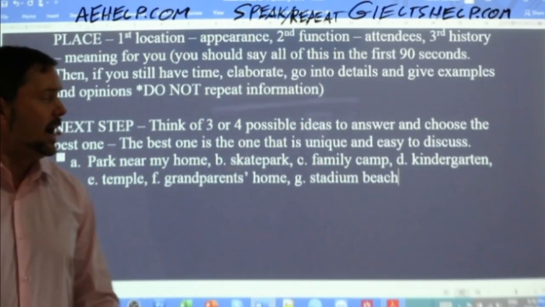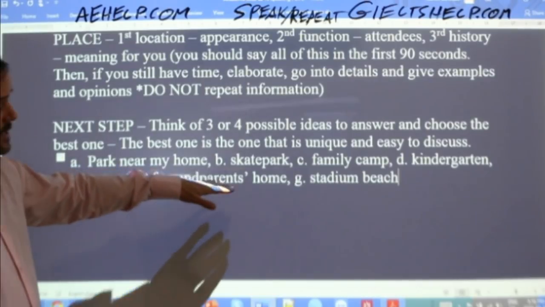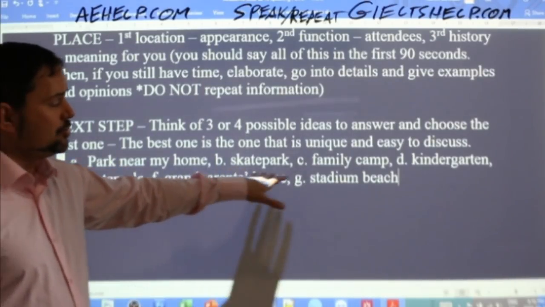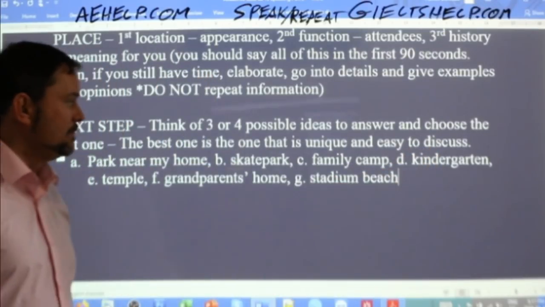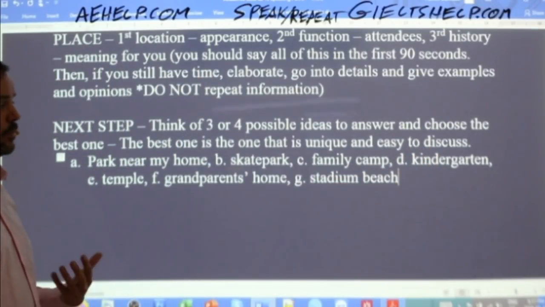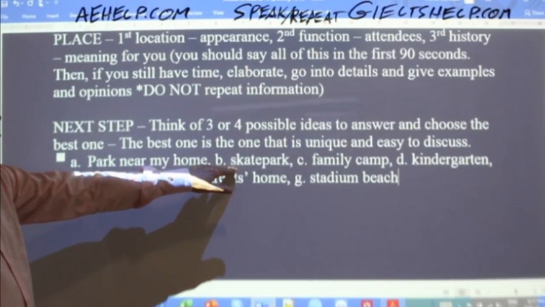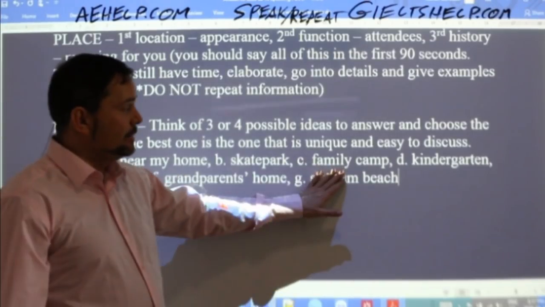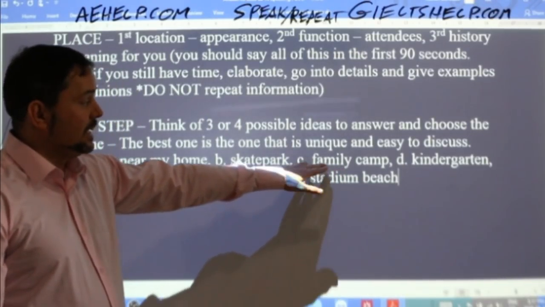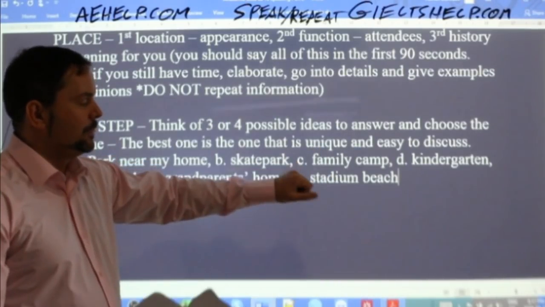All right, I think we have a lot of good ideas here, all right? So I think park near my home is a good idea. Skate park might be a little bit tricky because it might not be the easiest to discuss what people are doing there and explaining what it looks like. So this could be quite challenging. Make sure that you're up for the challenge before you choose that one. Family camp, I like it. I think it's fairly easy to talk about. I think it's unique as well.